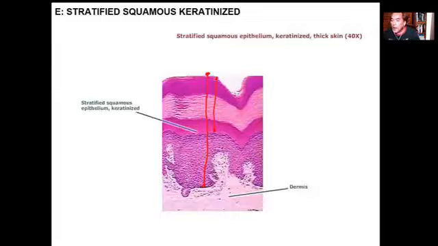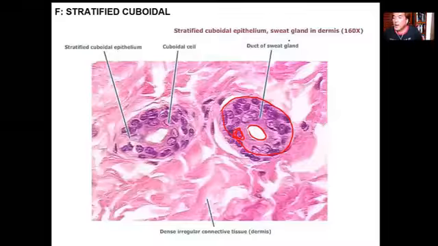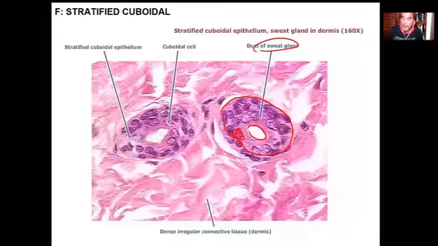So this is either the sole of your foot or the palm of your hand. That is dead cells on top. Now we go to stratified cuboidal. That's two layers of round cells, round nucleus, multiple layers, and this is the lumen. This is stratified cuboidal. An example is the duct of the sweat gland, duct of the mammary gland, duct of the salivary gland.